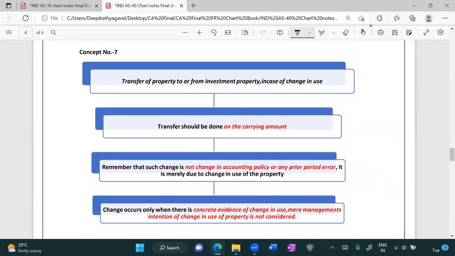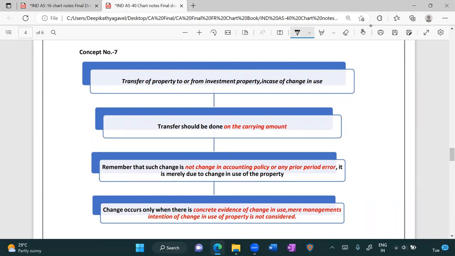Next is concept number 7, which is transfer of assets. What does transfer of assets mean? Let's say I had a property which was previously being used by me for my administrative purpose; my corporate office was in that building. But now I've shifted my corporate office to some other building, and I've given that building for rental purpose. Previously, when the building was being used as my corporate office, which standard would have applied? Ind AS 16, right? Now the same building, since I have moved my corporate office, I'm giving on rent.